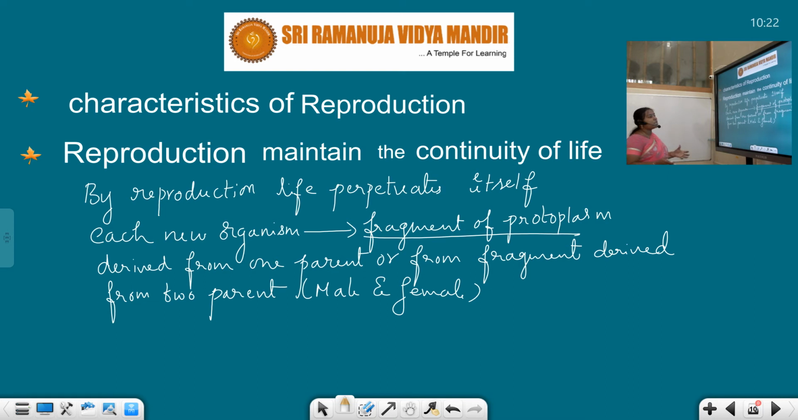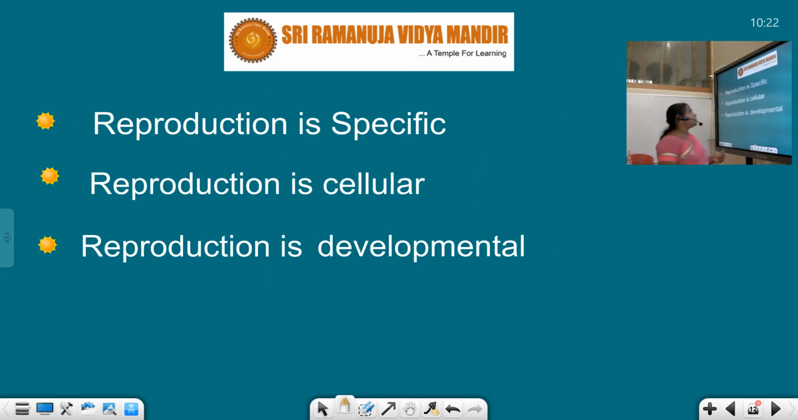See, by reproduction, life perpetuates itself. Each new organism develops from a fragment of protoplasm derived from one parent or from a fragment derived from two parents, which may be male or female. So let us see the second characteristic feature of reproduction.